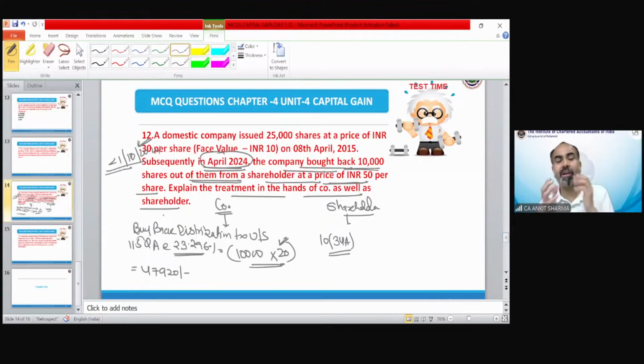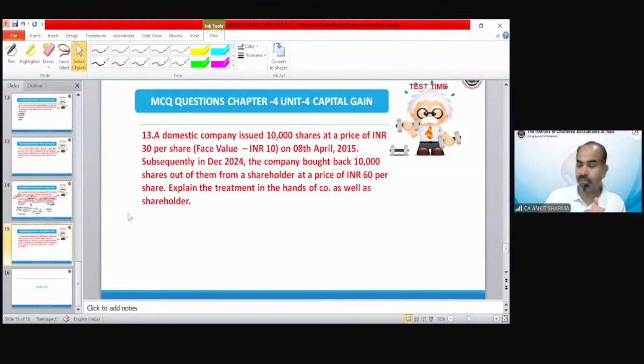So on the difference of value, the amount of buyback the company is paying, so the excess they are paying, that is going to be calculated for the purpose of section 115QA. The next is question number 13.